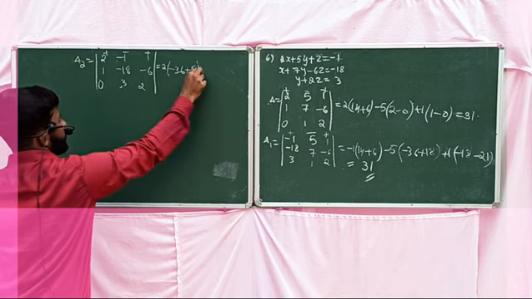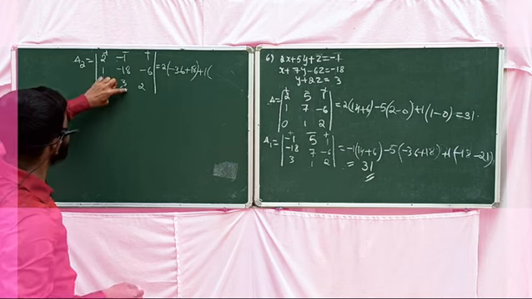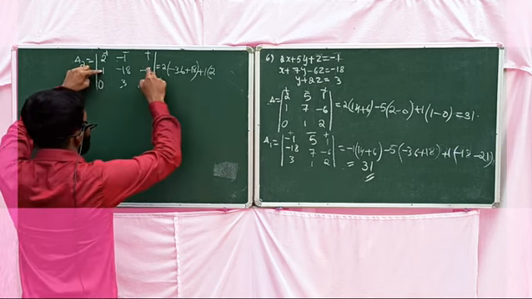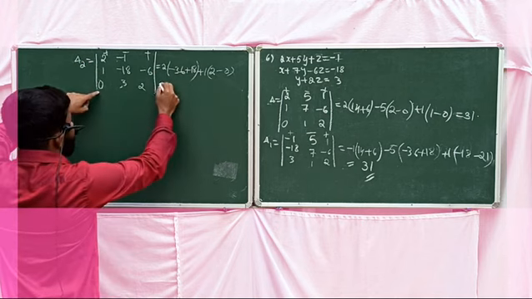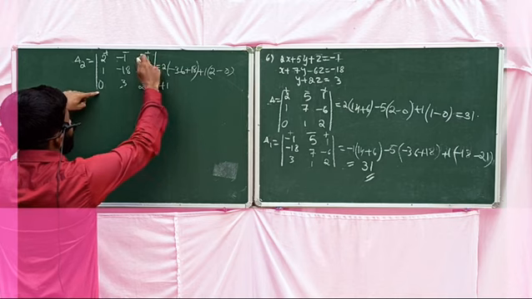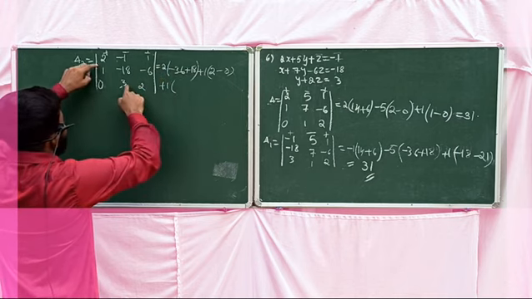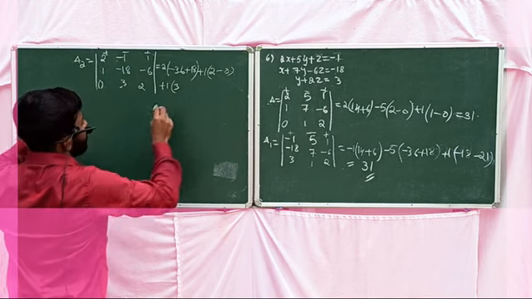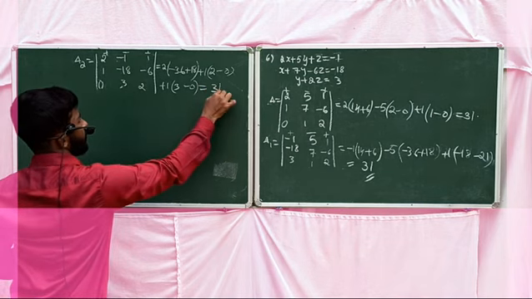Minus into minus, here you will get plus 1 into, delete the second column and the first row, 2 into 1 is equal to plus 2, minus 6 into 0 is equal to minus 0, and plus 1 into, delete the third column and the first row, so here you will get 3 into 1 is equal to 3, minus 18 into 0 is equal to 0. Simplify this one, here again you will get 31.